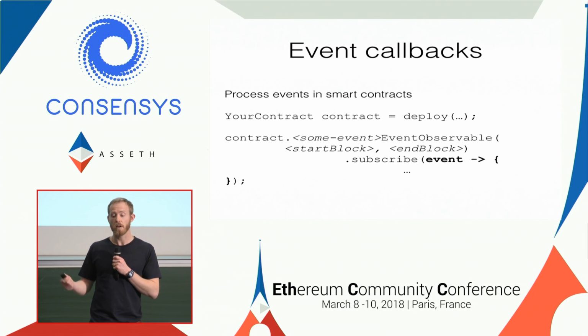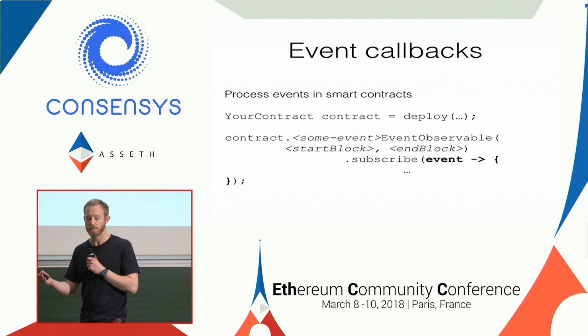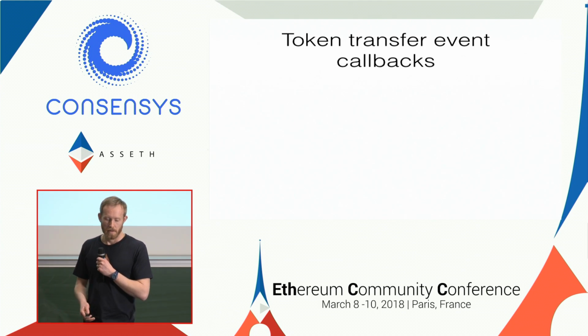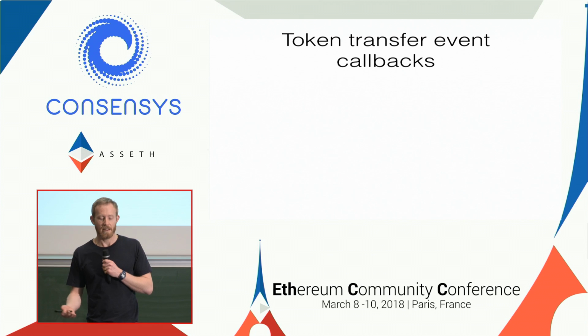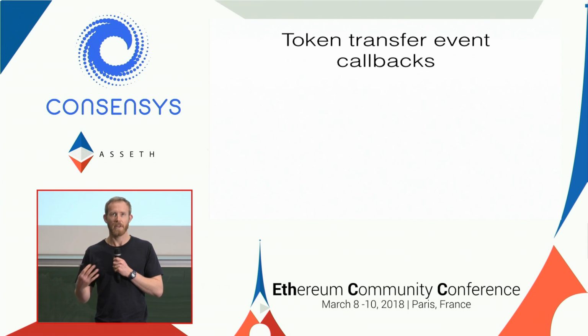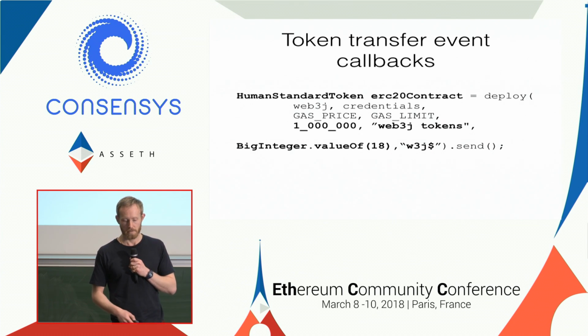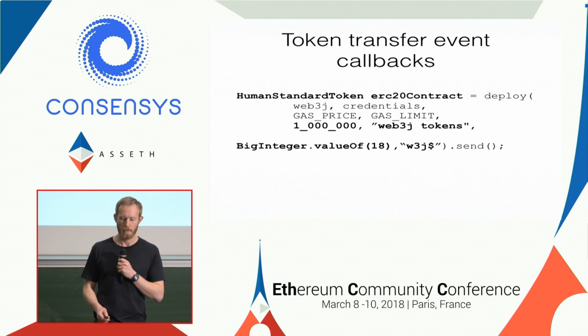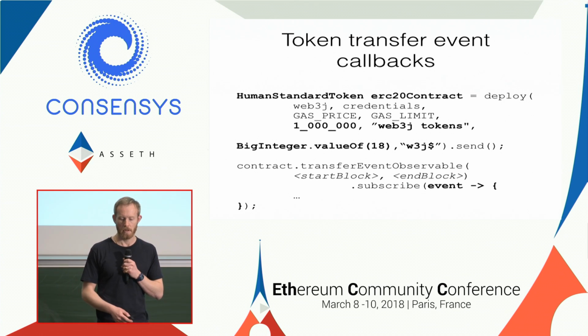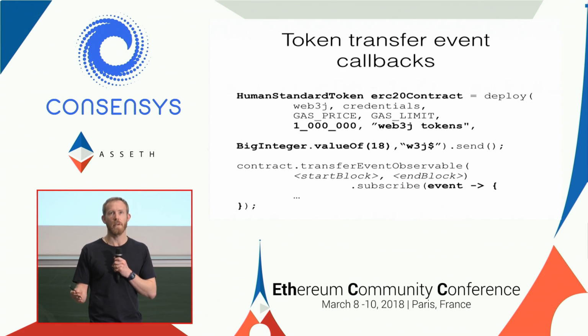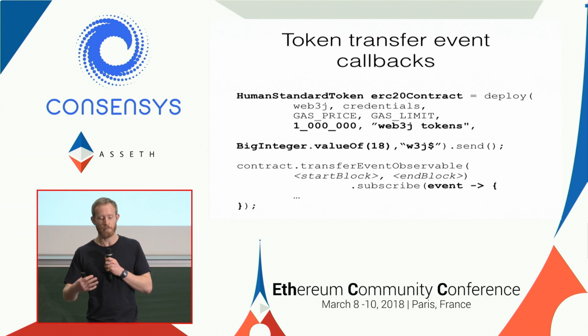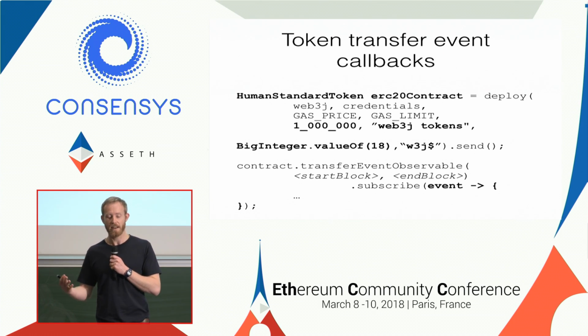I'll give you an example in the familiar ERC20 contract. If we're using the human standard token, which is one of the two best known ERC20 implementations, we deploy our ERC20 contract here. And then what we can do is, every time a token transfers from one address to another address on the blockchain, you can be notified of it, and this specific event handler can take place.